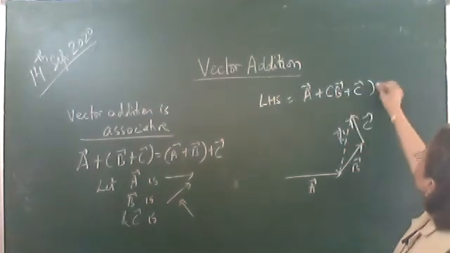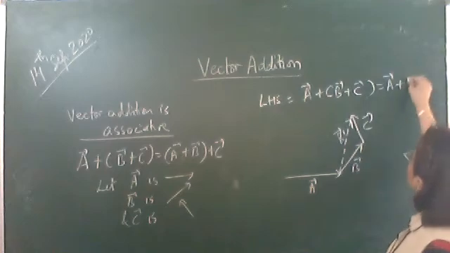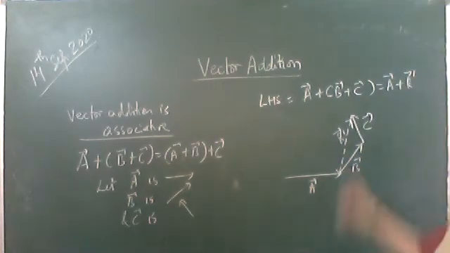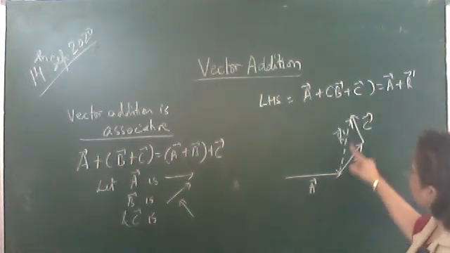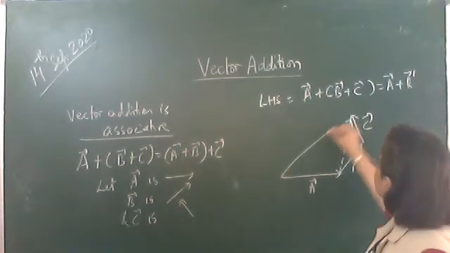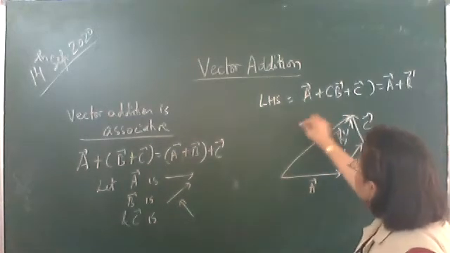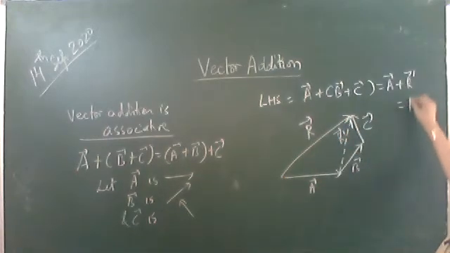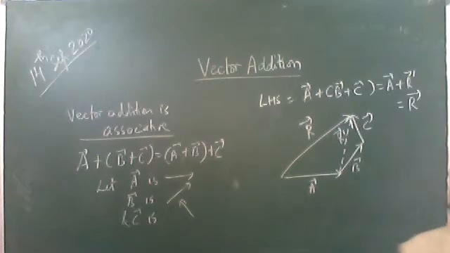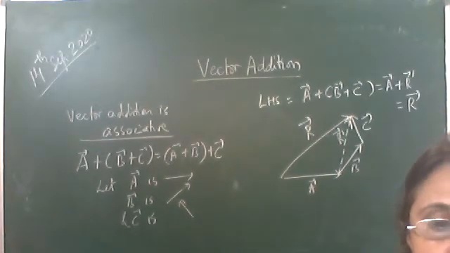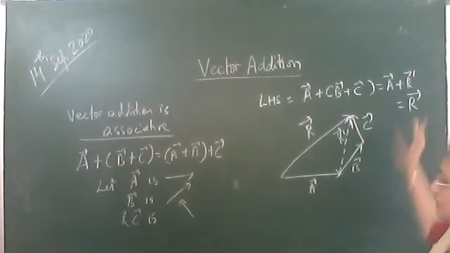So this can be written as A vector plus R dash vector. We have found the sum of B and C vectors, which is R dash vector. Now A vector is added to R dash vector. This is the vector from the tail of the first vector to the head of the second. So A plus R dash vector is equal to R vector. So on the left hand side we are getting R vector.